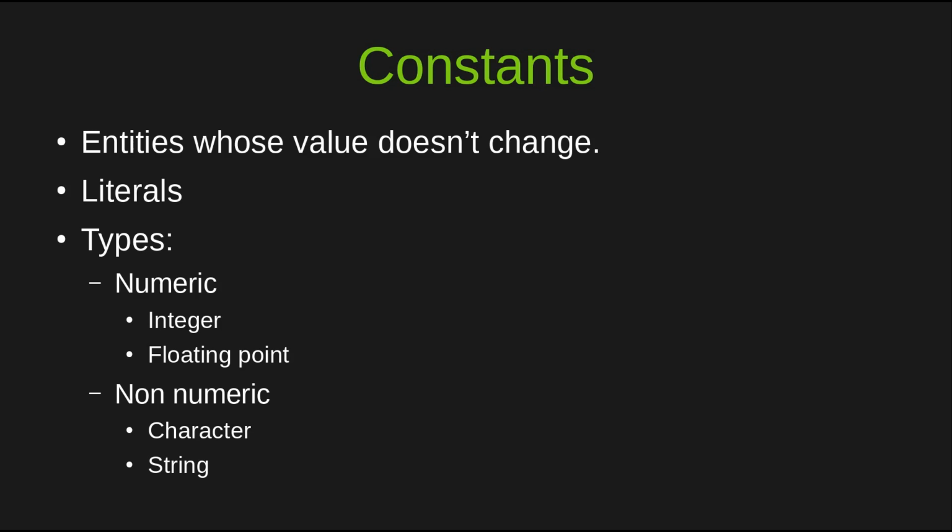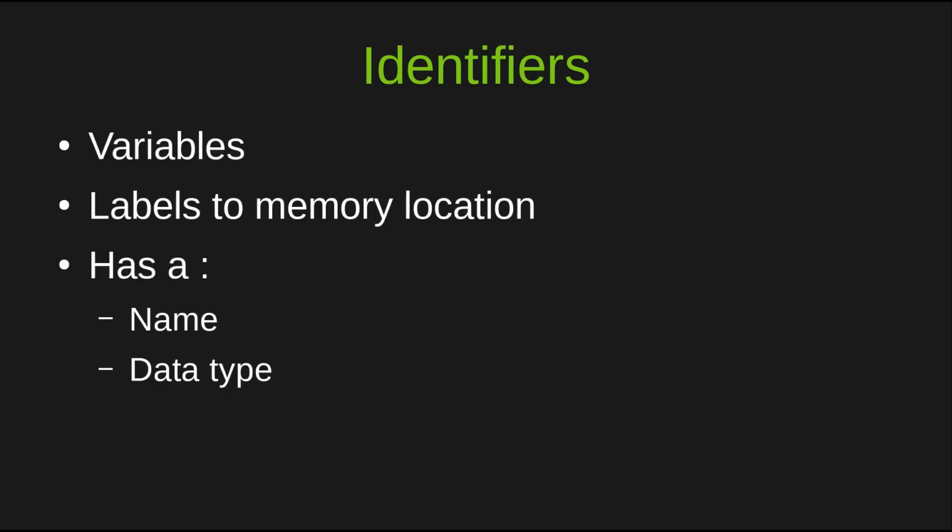Non-numeric constants are constants that are not numbers. This may include characters like alphabets, punctuation marks, and even digits. And string is also non-numeric. But the difference between a character and a string is that a character is a single alphabet or single punctuation mark, but a string is nothing but a collection of 2 or more characters.